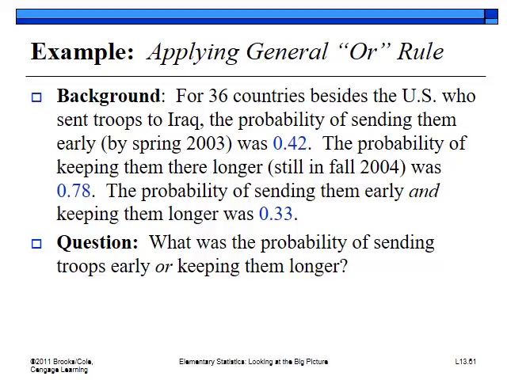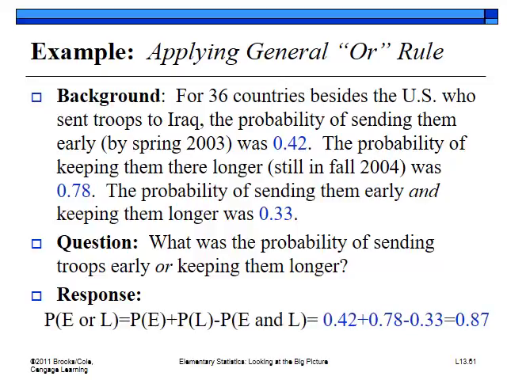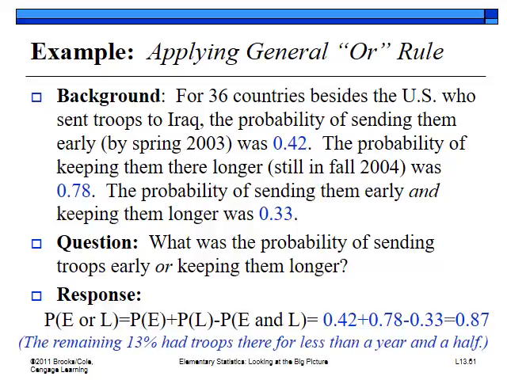There is a possibility of overlap here, so we need to make sure that we subtract. The probability of arriving early or staying late is the probability of arriving early plus the probability of staying late minus the probability of both. 0.42 plus 0.78 minus 0.33, that's 0.87. The other 13% of nations, therefore, had troops there for less than a year and a half. That's because they sent them after spring 2003 and they left before fall of 2004.